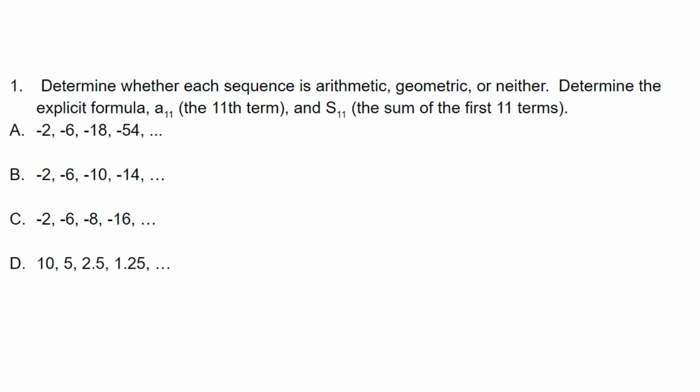So this sheet is posted for you on Canvas. We're going to read the instructions, and I'm going to zoom in a little bit so we can see these a little better. We're going to determine whether each sequence is arithmetic, geometric, or neither. Determine the explicit formula. That would be the a sub n. And then we're going to find the 11th term in a sequence. Remember, we don't even have to say that. That's what the a stands for. And then the 11th term in a series. That's what the s stands for.